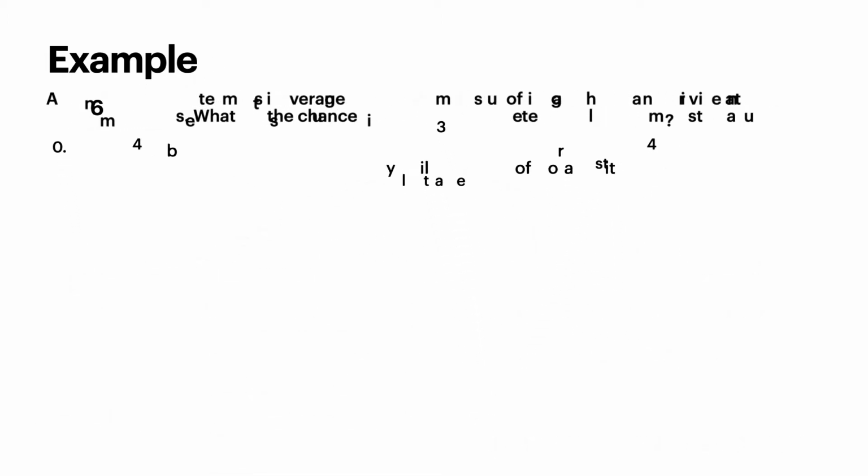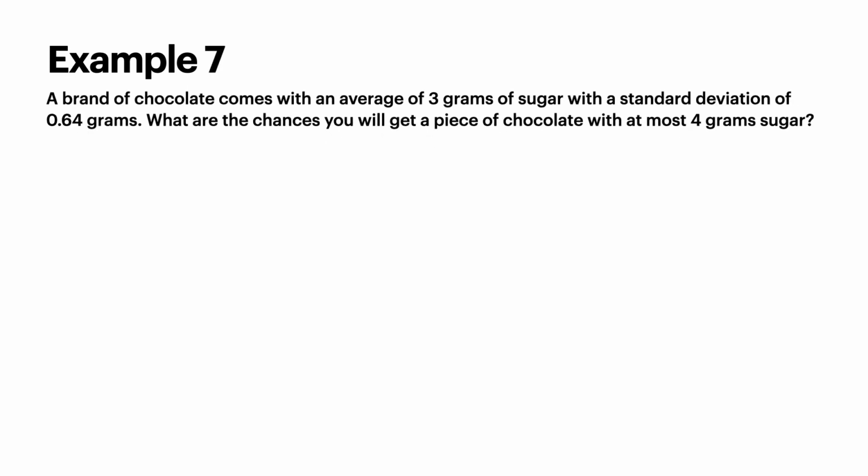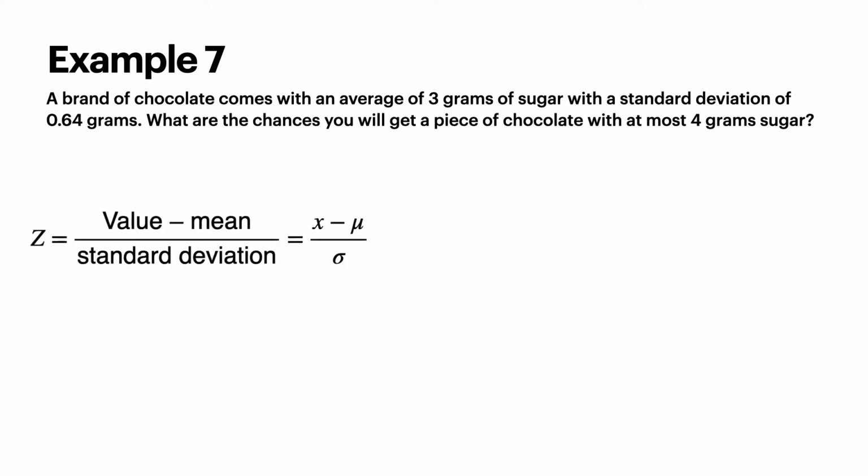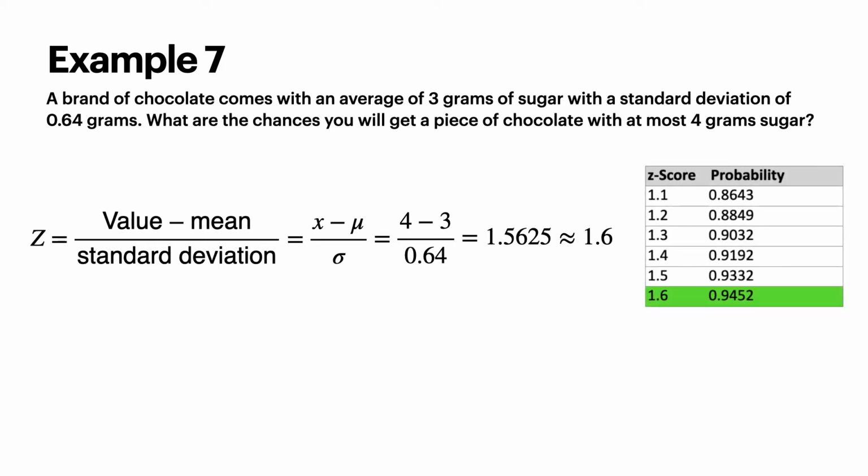Okay, let's look at another example. A brand of chocolate comes with an average of 3 grams of sugar with a standard deviation of 0.64 grams. What are the chances you get a piece of chocolate with at most 4 grams of sugar? Okay, well, let's just skip right to the formula. Okay, so I plug in my values. 4 grams of sugar minus the average of 3 grams divided by the standard deviation of 0.64 grams. I get roughly 1.6 if I round. When I look at my table, I got 94.52%.